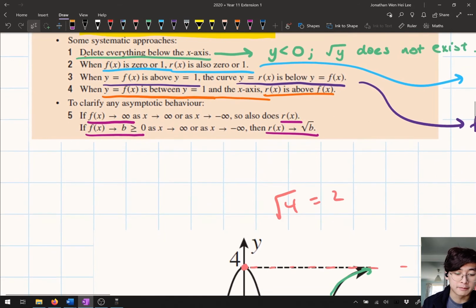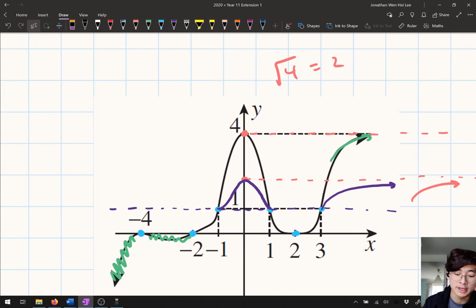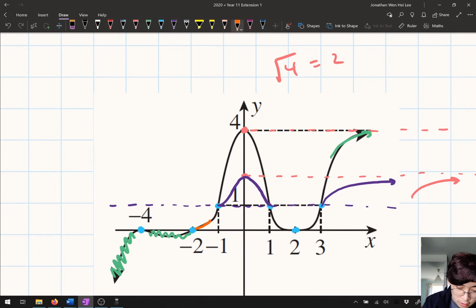Now the final one is if f of x is between y is equal to 1 and the x-axis, so between 0 and 1, we're going to be above. So in orange, if you have a look, there's bits here where it's between 0 and 1. So what this means is that my final function is going to be above those points. So here is the original function there in orange. The final function is going to be above it. So here it's going to be above that. Hang on, let me draw it a little bit better. So it's going to be above, and it kind of wants to curve like that. So it's going to be above.